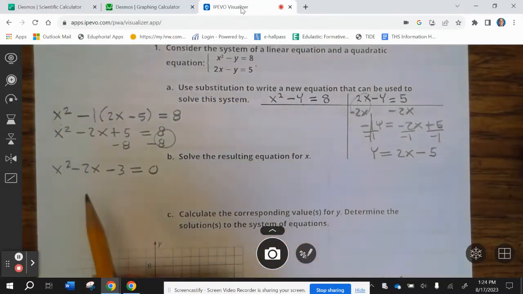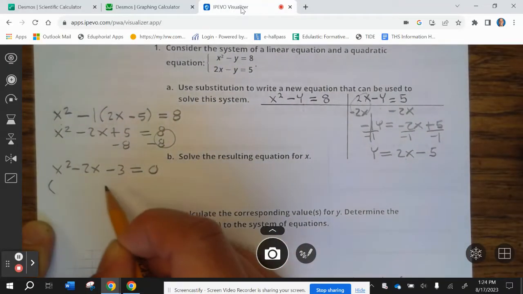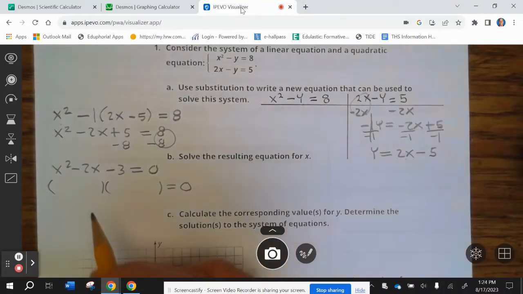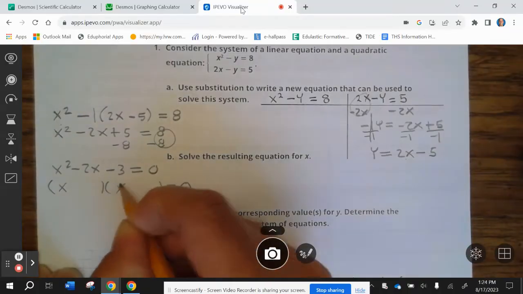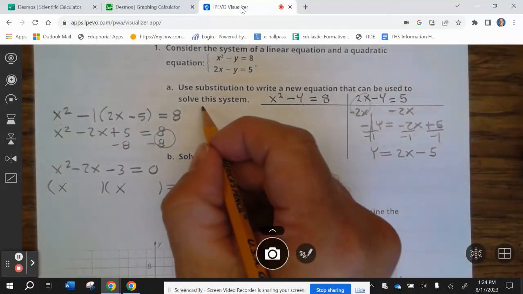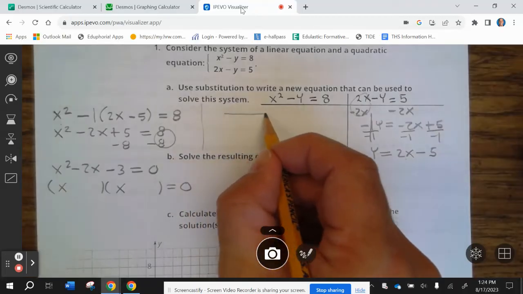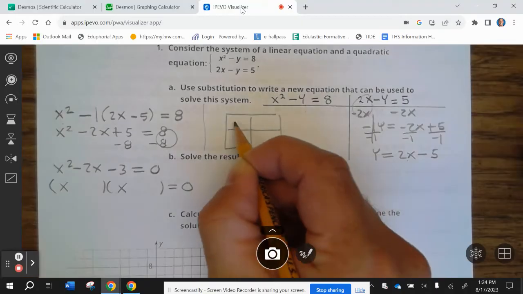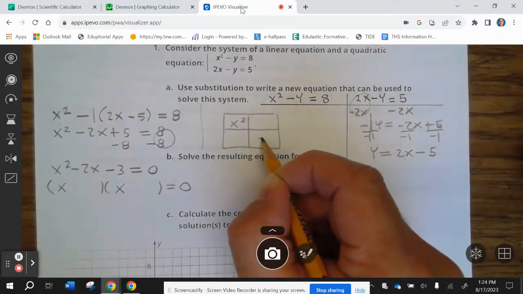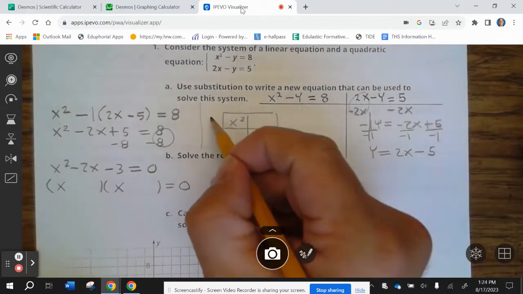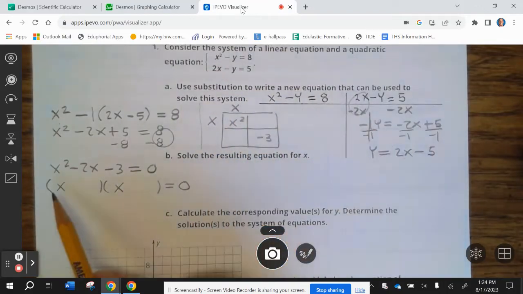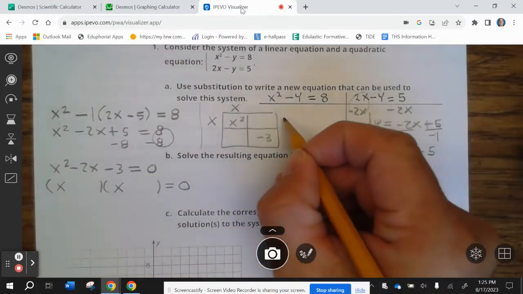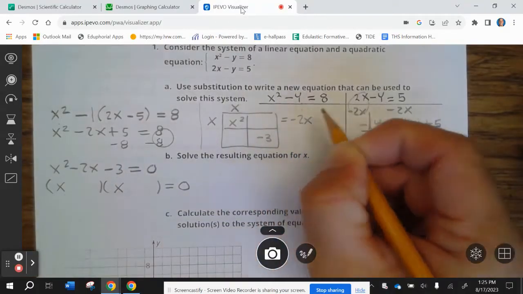Now we need to factor this, okay? So x squared means 2 parentheses equals 0. We know that x and x makes x squared, because we know from the reverse box method, first term, last term. The only way to get x squared is x and x. So that's the x and x. Now, we need to figure out what numbers multiply to give you negative 3 and combine to be negative 2.